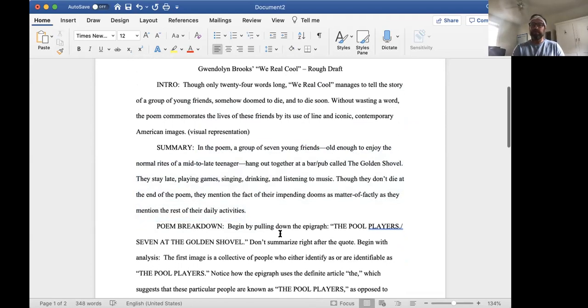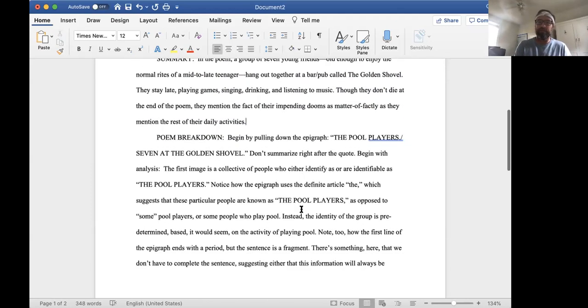But I'm trying to get through everything. It's a group of friends, I think mid to late teenagers, given the fact that they're skipping school. They're hanging out here at the Golden Shovel. They stay, they play games, they drink, listen to music. They don't die. I think that's important, right? They don't die at the end of the poem, but they say that they're impending dooms. They're matter of fact. So that's how I read this poem. You may pull out something a little bit different. You may see something else inside of your summary. That's fine. This, I think, will serve my purpose for what I think so far. Again, I'm always going to have to edit this, so I'm going to have to get this back down.